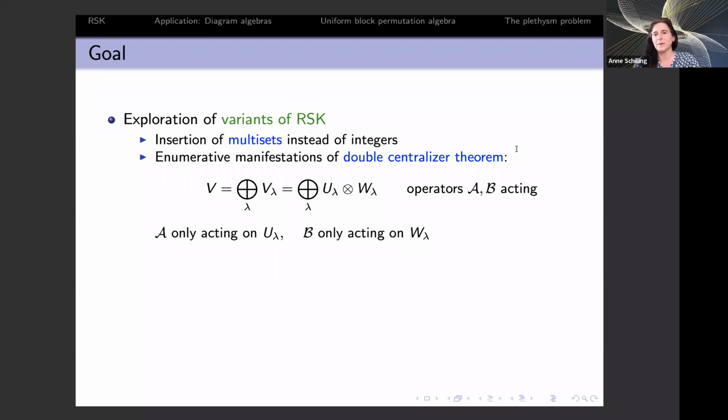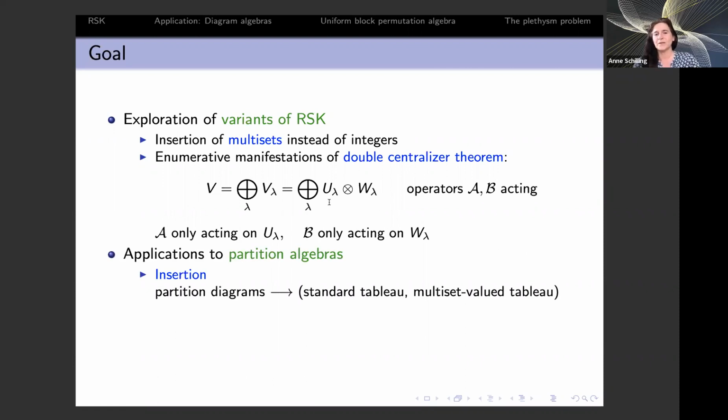So what does a double centralizer theorem say in general? Well, if you have some representation V and two algebras, let's say A and B, acting on V, and they commute with each other, so A acts on the left and you have a commuting action of B on the right, then you have a decomposition of V into tensor products of irreducibles, where A only acts on the U_lambda and B only acts on the W_lambda.